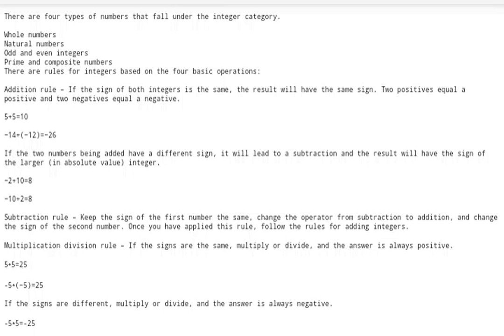The multiplicative identity indicates that when an integer is multiplied by 1, the integer itself is the result. So 1 is called the multiplicative identity. The integer x into 1 is x, and 1 into x is x.